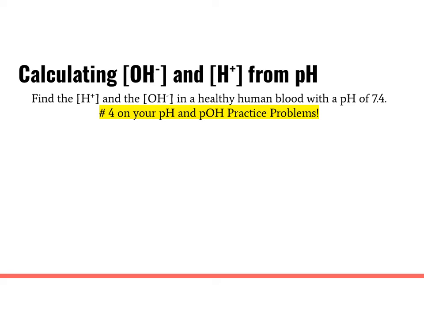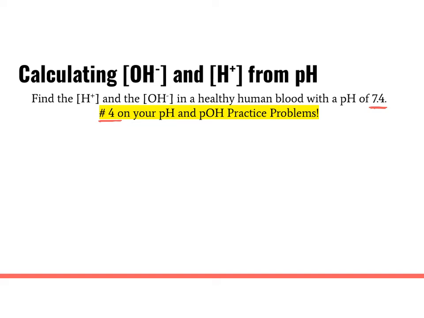This would be calculating pH and pOH practice problems. And this one is actually coming directly from your worksheet. So this is number 4 on those practice problems. This one says find the hydrogen ion concentration and the hydroxide ion concentration in healthy human blood with a pH of 7.4.